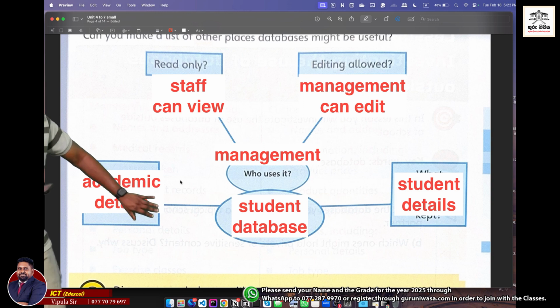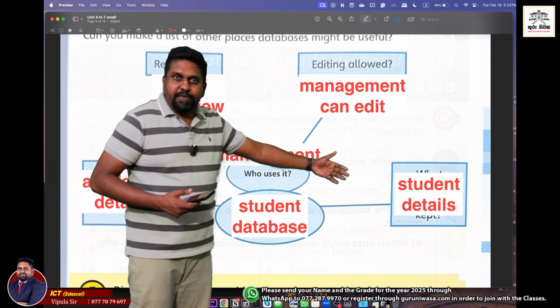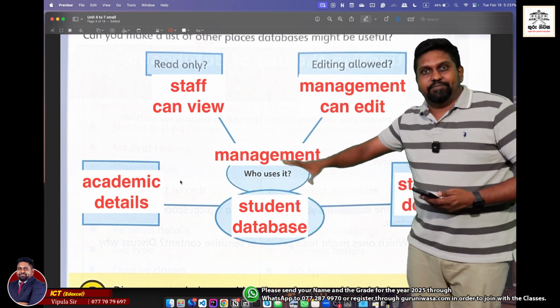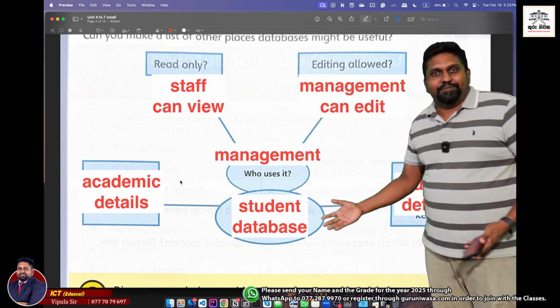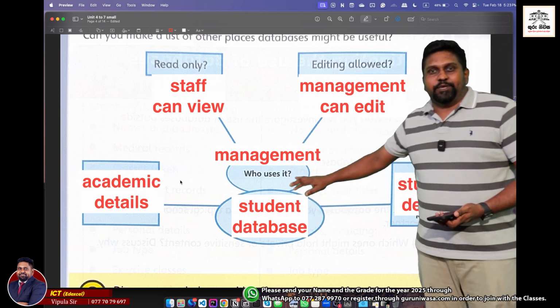So the system will have academic details, and you will have student details, as well as now this can be expanded into a massive, let's say, a massive data set. So the student database can have a lot more.